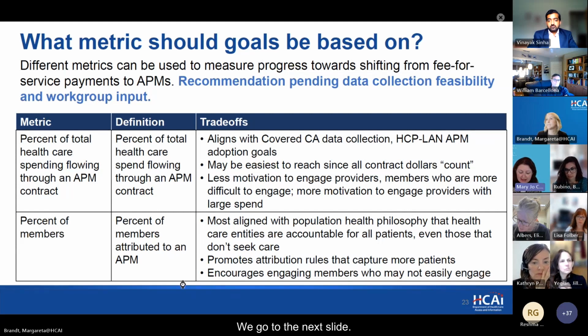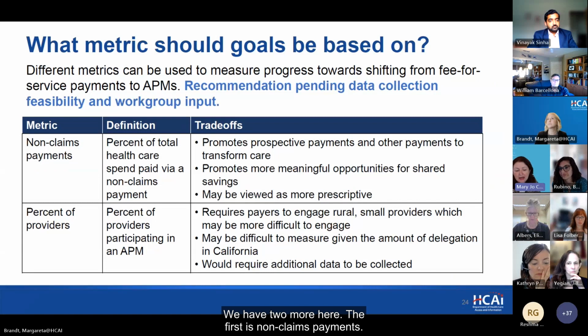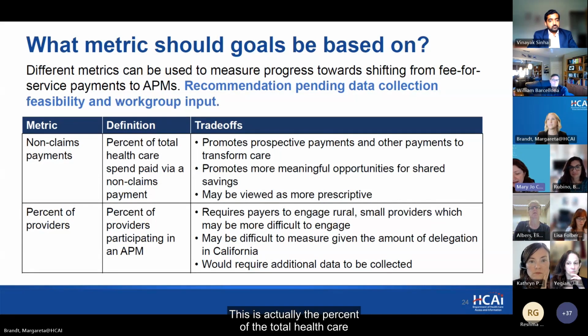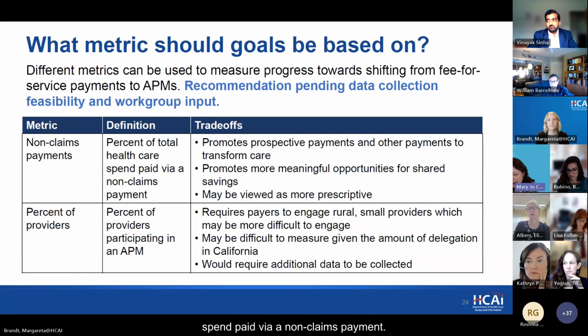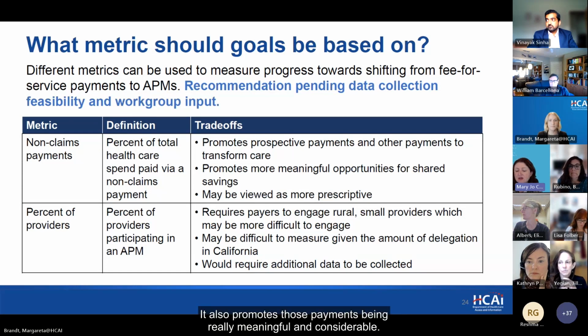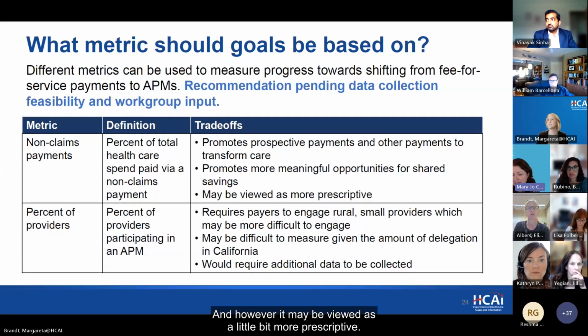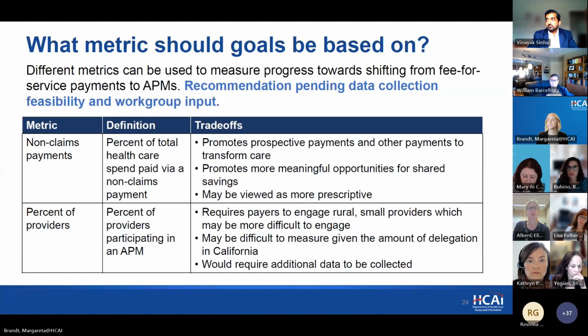If we go to the next slide, we have two more here. The first is non-claims payments. This is actually the percent of the total healthcare spend paid via a non-claims payment. This promotes prospective payments and other payments that transform care. It also promotes those payments being really meaningful and considerable. However, it may be viewed as a little bit more prescriptive.